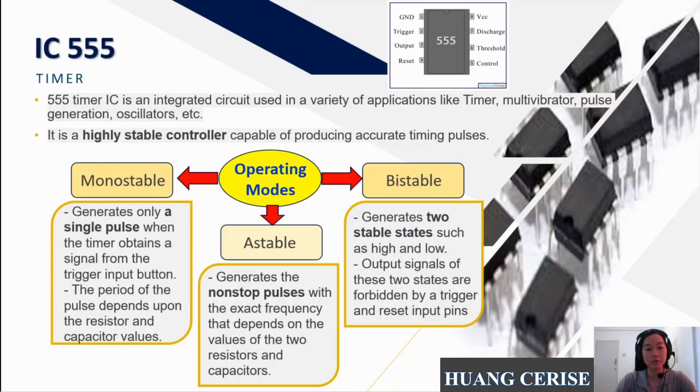Then there is astable mode, which generates non-stop pulses with an exact frequency that depends on the values of the 2 resistors and capacitors. And the third operating mode is bistable mode, which generates 2 stable states such as high and low. In the IC 555 timer, there are 8 pins, where the first pin is ground, second is trigger, third is output, fourth is reset, fifth is control, sixth is threshold, seventh is discharge, and lastly the 8th pin is VCC.